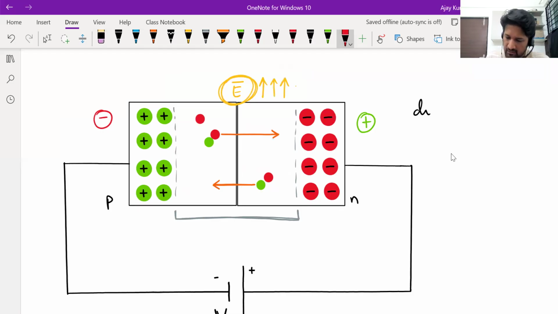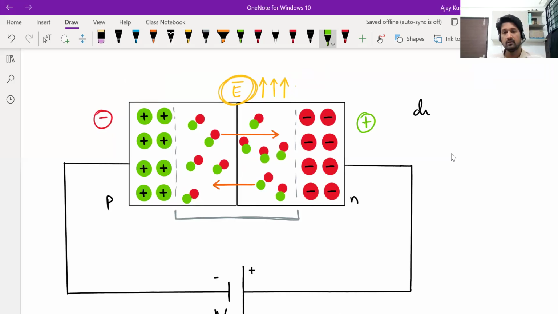There will be too many conduction electrons, and whenever a conduction electron is created, automatically a hole will also get created. So there will be too many electron-hole pairs generated like this. Then this electric field will pull those electrons to the n side, and push the holes to the p side. This will result in a large current, a sudden large current.